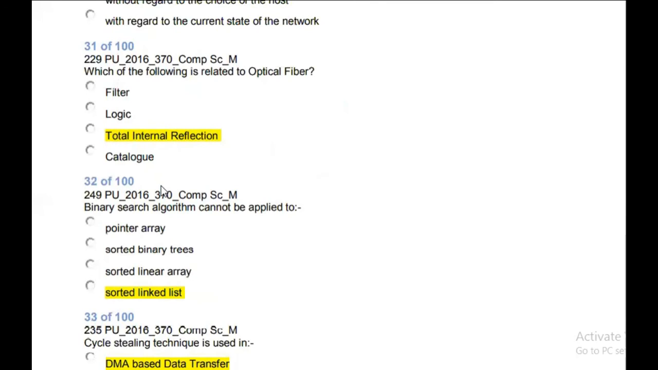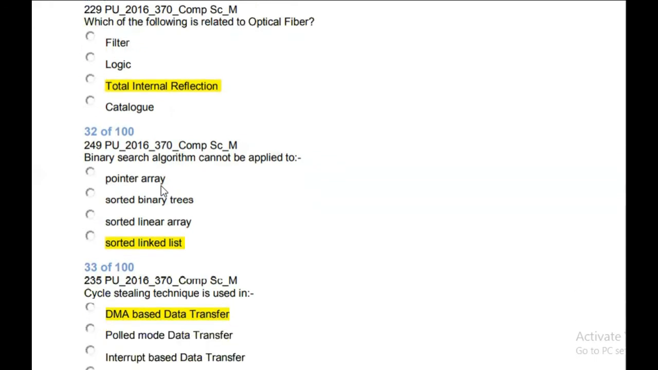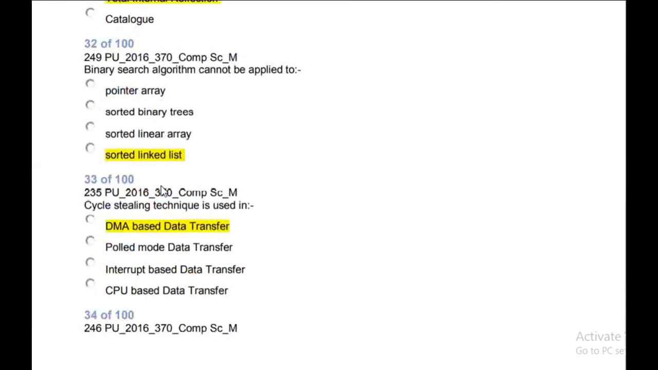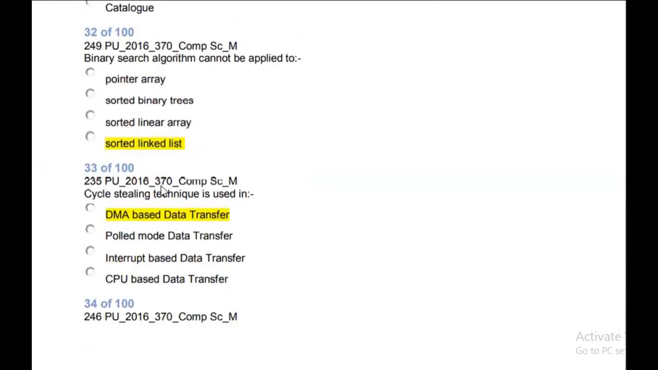Question number 31. Which of the following is related to optical fiber? Option C, total internal reflection. The optical fiber works based on total internal reflection. Option C is correct.